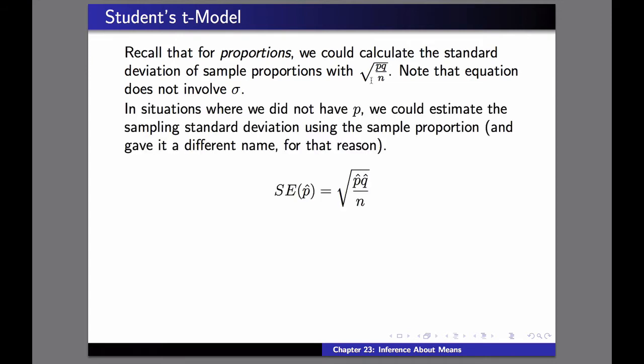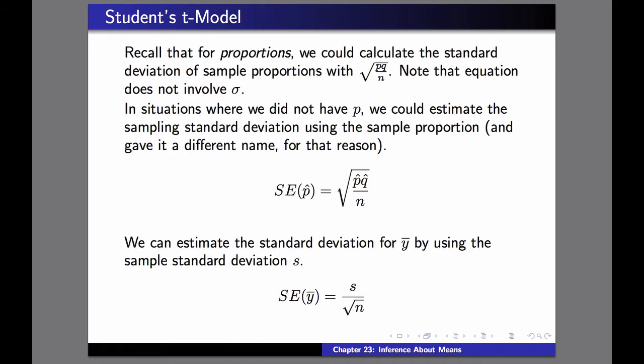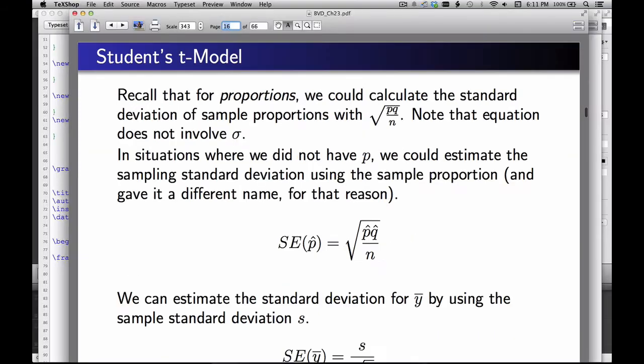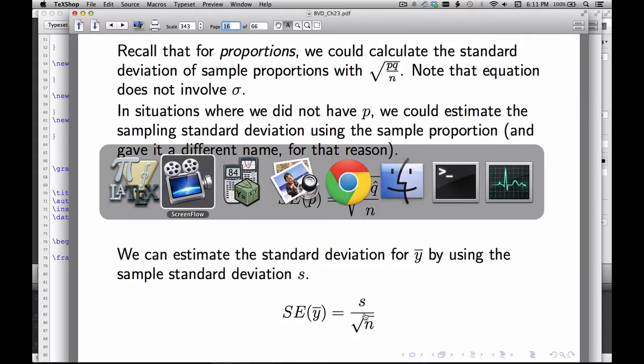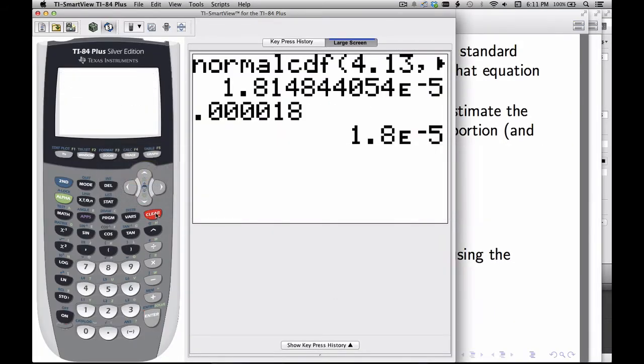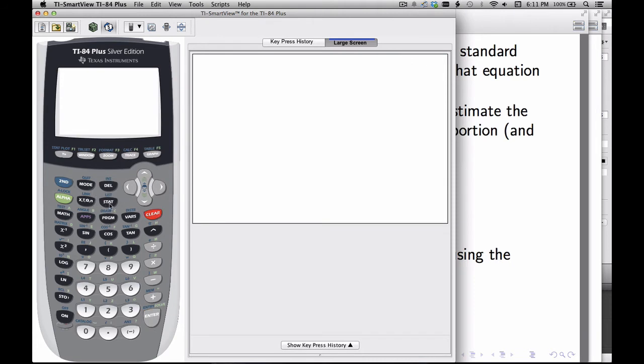We calculated something called standard error. We estimated the sampling standard deviation using the sample proportion. And we gave it a different name, standard error, for that reason. And we can estimate the standard deviation for y bar using the sample standard deviation s. Now, if you don't remember what this sample standard deviation is, remember when we were doing one var stats, and that will jog your memory.